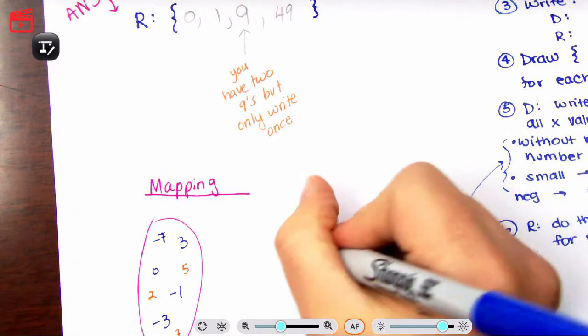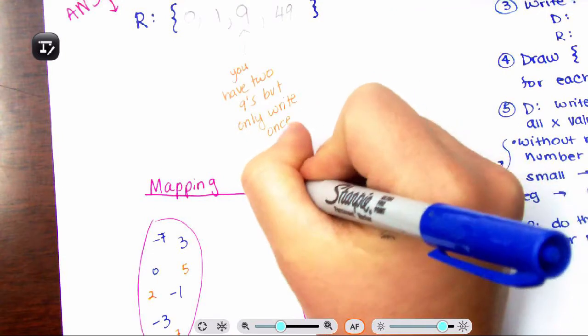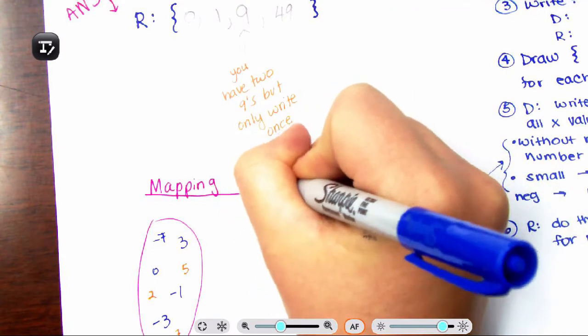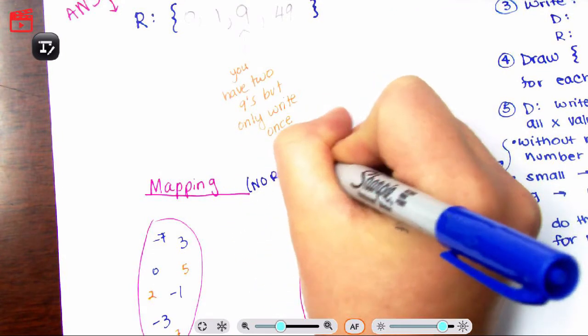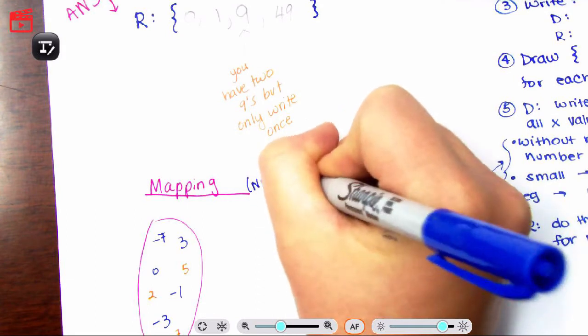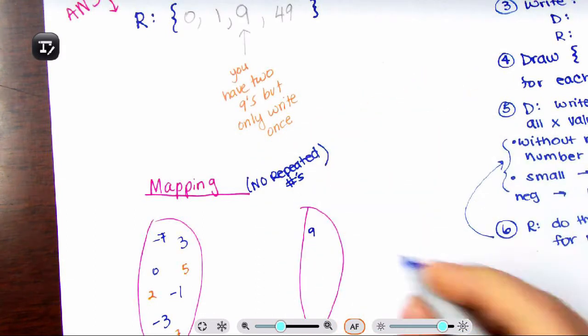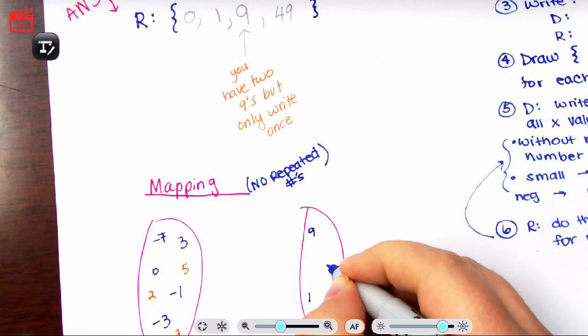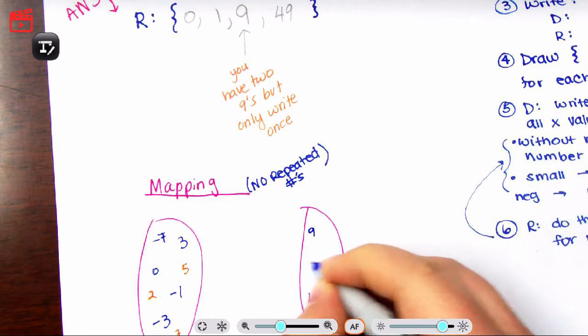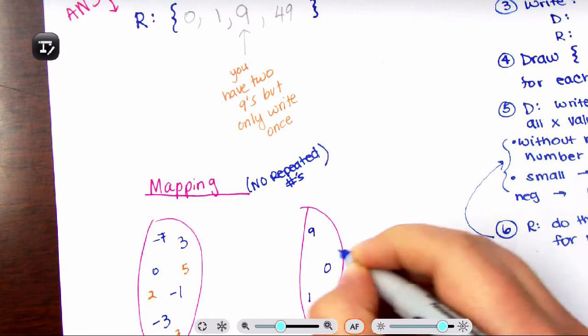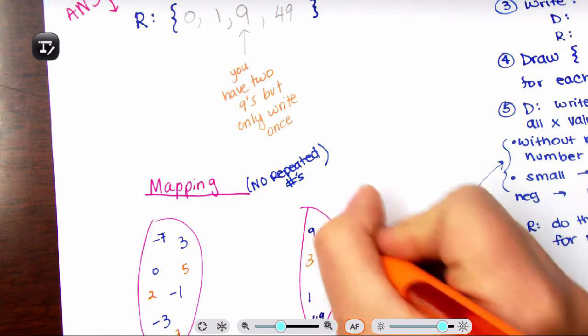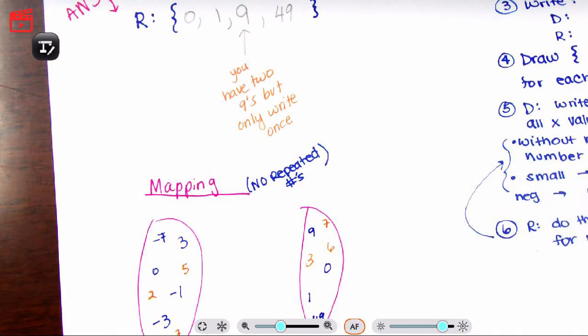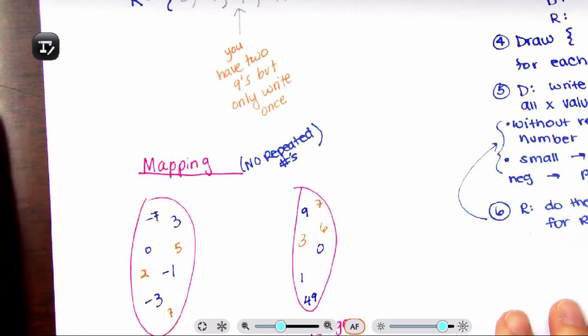Range, again, no repeated numbers. Only write the number one time. So I have 9, 1, 0, 49. Let's do 49 down here so we don't get confused. And let's add 3 numbers: 3, 7, 6. Okay, mapping is pretty cool because you show the relationship between the numbers.